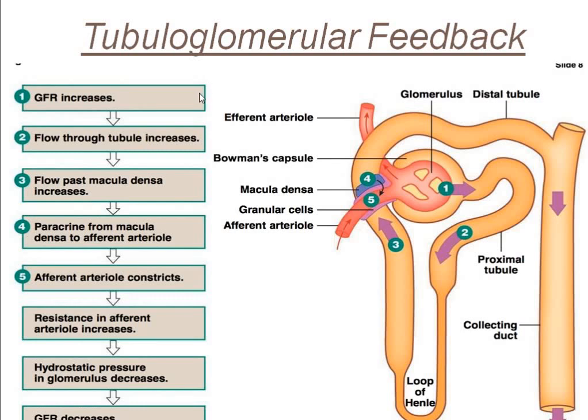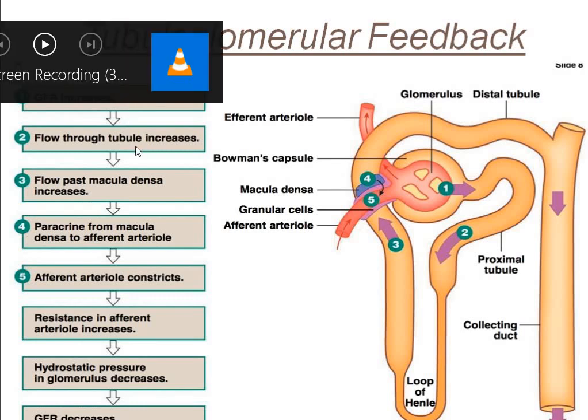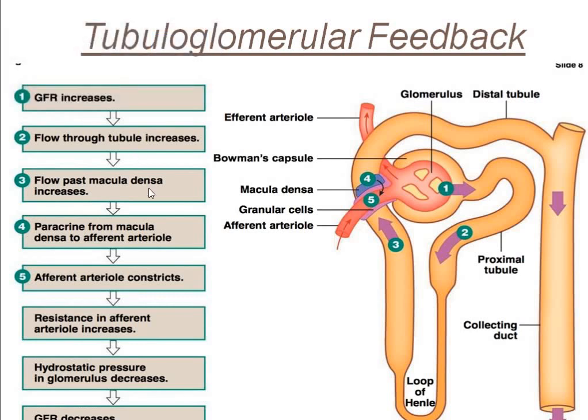So what is happening here? If GFR increases, the flow through the tubule also increases. Flow past the macula densa will also increase. So the paracrine effect from the macula goes to the afferent arterioles. It sends certain signals to the afferent arterioles, leading to constriction of the afferent arterioles. So they get constricted and increase in resistance. So hydrostatic pressure in the glomerulus will decrease, leading to a fall in GFR.